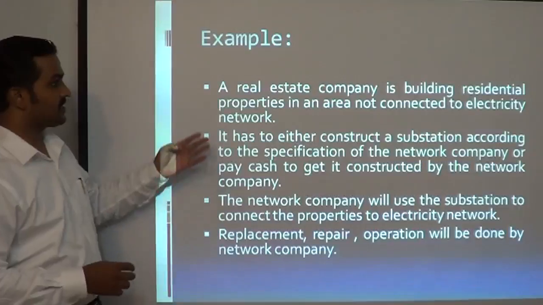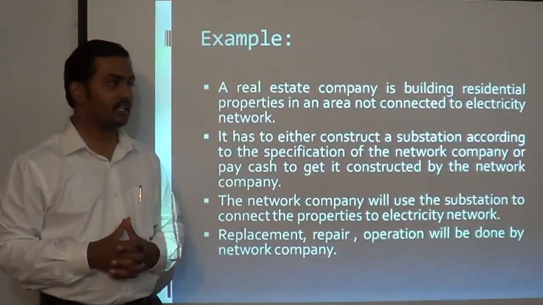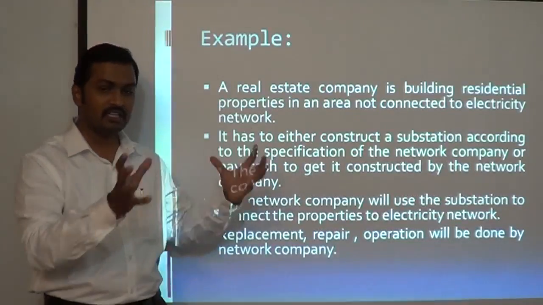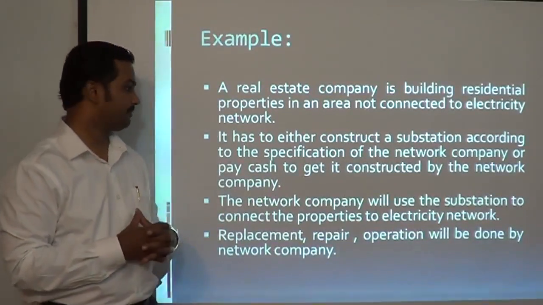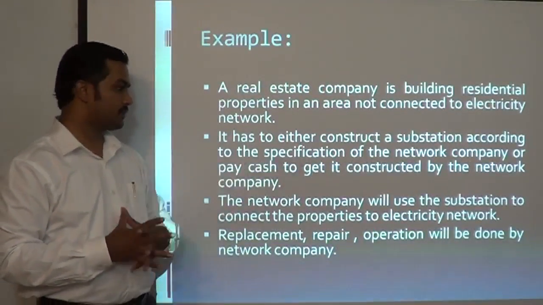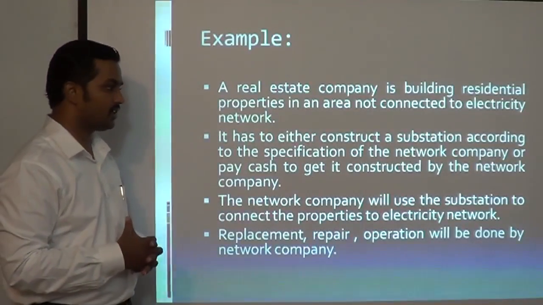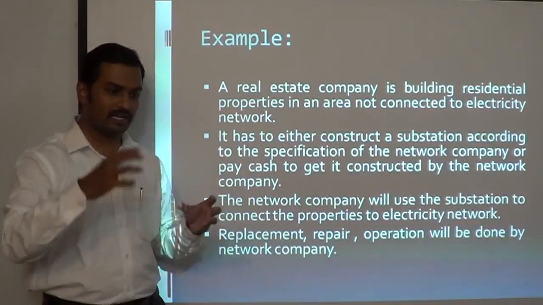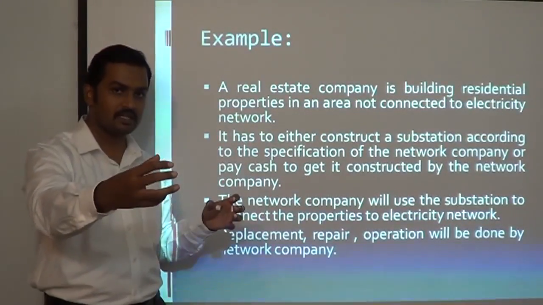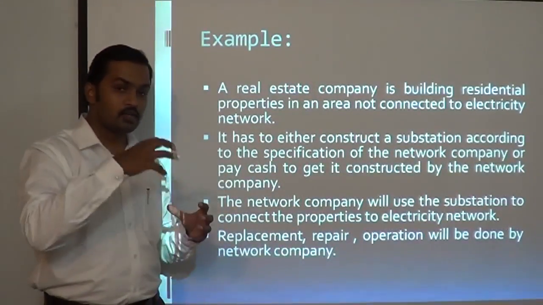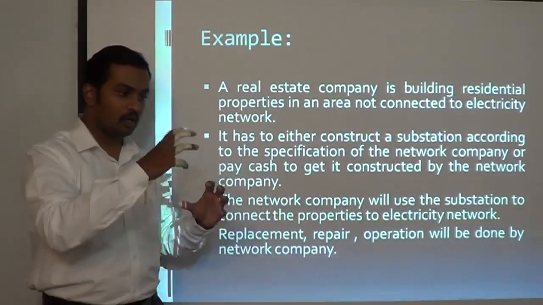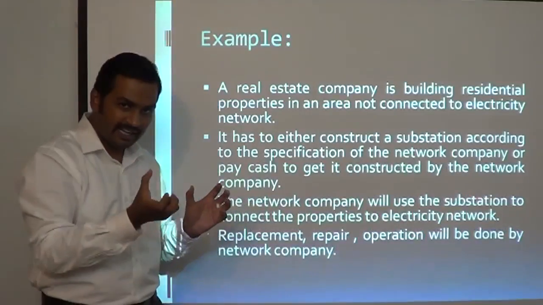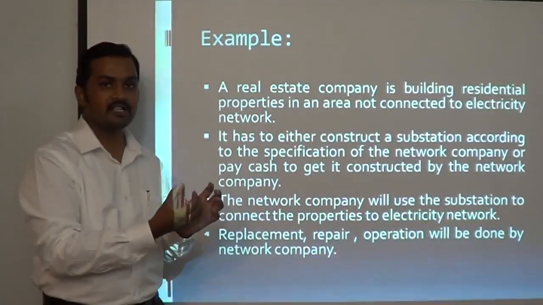Now, a real estate company is building residential properties in an area not connected to electricity network. That means in a very far off area we are constructing residential properties, the builder. Okay. It has to either construct a substation according to the specification of the network company or pay cash to get it constructed by the network company. So to get electricity supplied to these properties, the builder has to either build a substation according to the specifications of a network company. The business of the network company is to provide electricity connection and provide electricity.